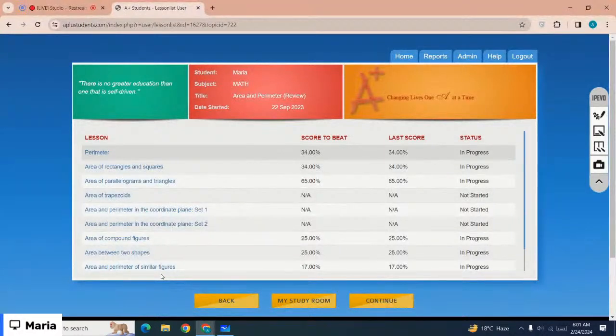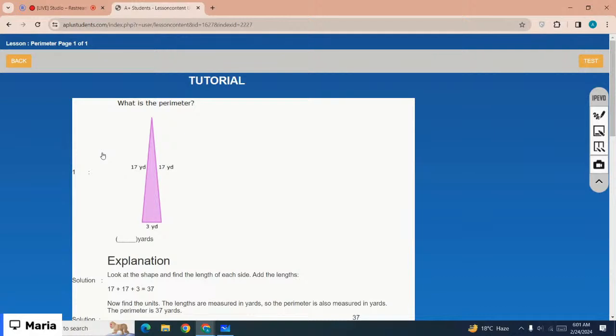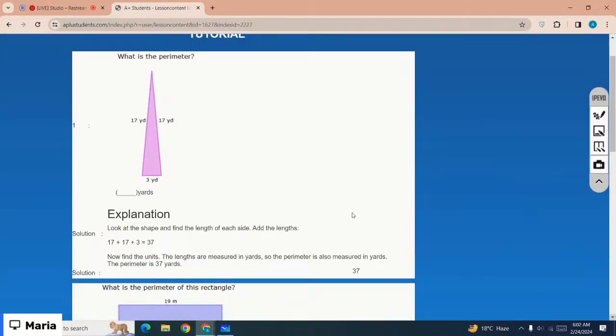Let's just start with the first example, that is perimeter. What is the perimeter? Basically, perimeter is the sum of the lengths of all the given sides, right? So you are given the lengths of the sides are 17 yards, 17 yards and 3 yards. So you simply have to add them all, right? So the perimeter of this shape is 37 yards, right?